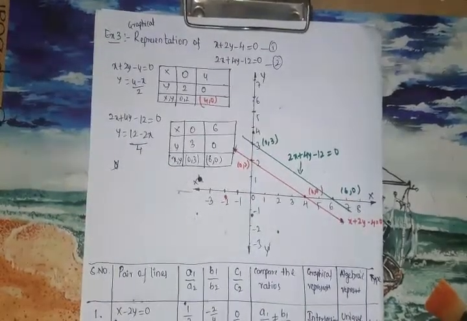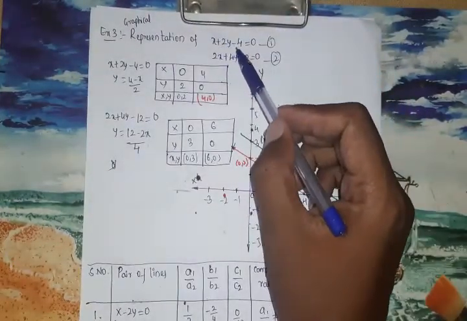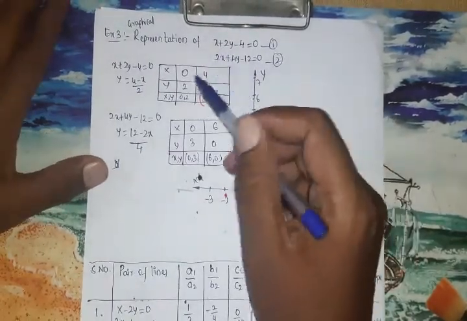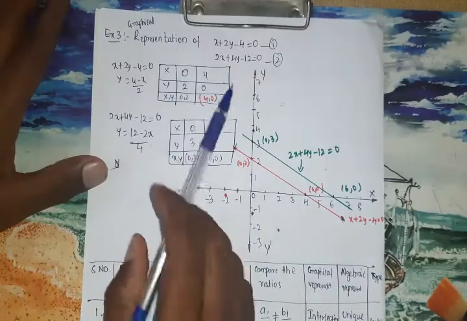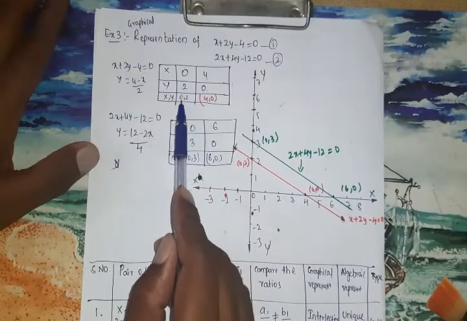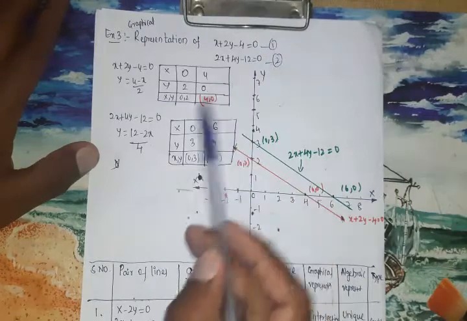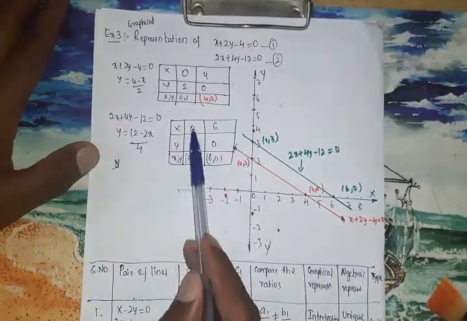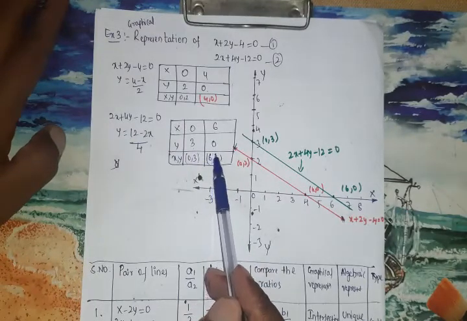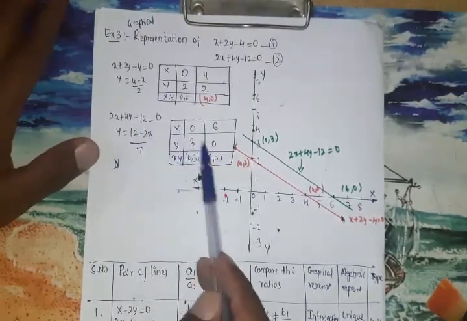Let me discuss the last possibility. I have taken x plus 2y minus 4 equals 0 and 2x plus 4y minus 12 equals 0. In the same manner, I will get x and y. So when x is 0, y is 2, and when x is 4, y is 0. So I got points (0, 2) and (4, 0) for equation 1. And for equation 2, when x is 0, y will be 3, and when x is 6, y is 0. You just simplify by putting the values of x, and you will get the corresponding values of y.